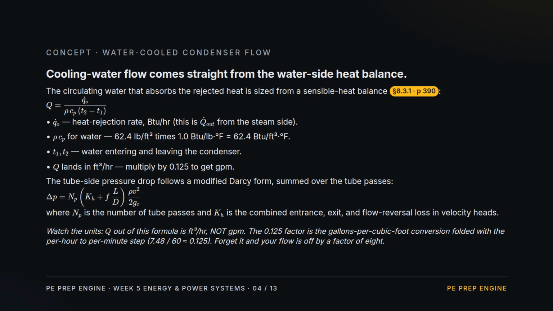This formula spits out cubic feet per hour, so multiply by 0.125 to convert to GPM. That's the gallons per cubic foot conversion, folded with the per hour to per minute step. Miss it and your flow is off by a factor of 8.